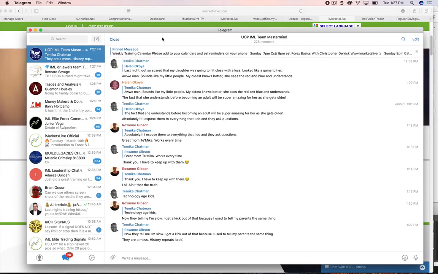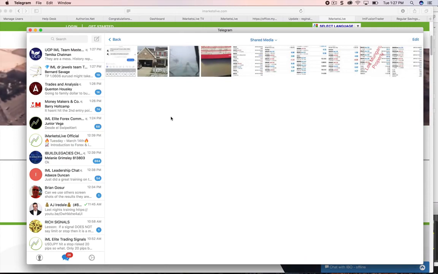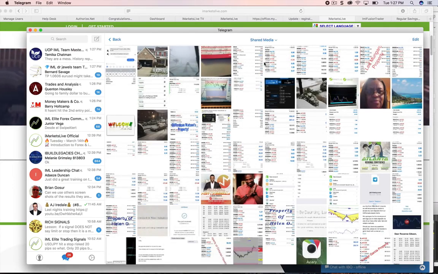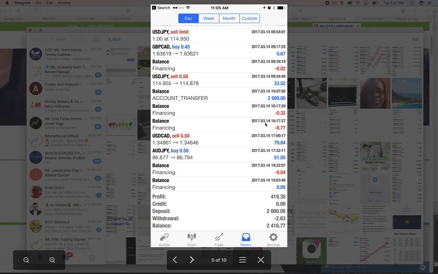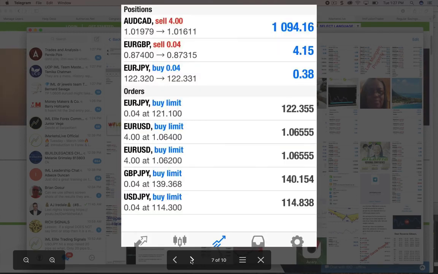All right, let me click on this, and let's just see photos. I'm just going to scroll through some of these photos. I think this one is mine. But these are some trades from the Fusion Trader on other people's accounts. Look at this gain here, $26. You see the blue is $26 on a $370 balance. Where else are you going to do that, right?